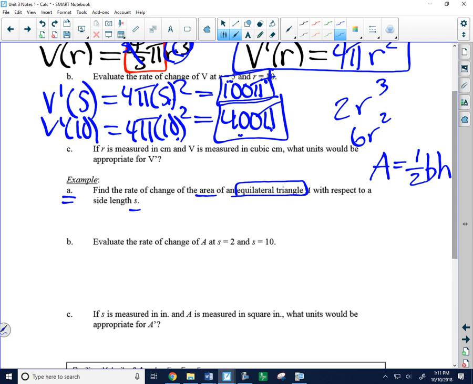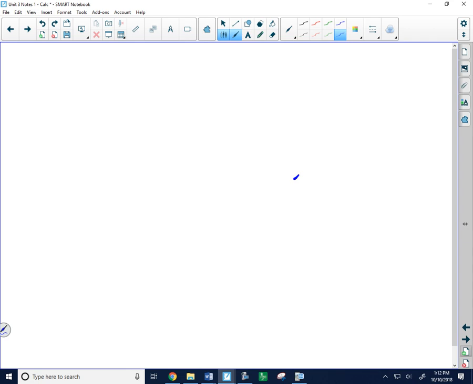So what they want though is this. There's actually a formula for an equilateral triangle that's more specific than this. This is based on base and height. For an equilateral triangle, you can get it based only on a side length S. So what we need to do is actually develop this formula a little bit. Starts with this. These are all S.